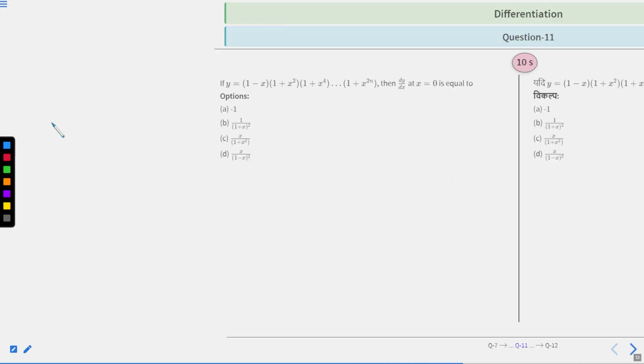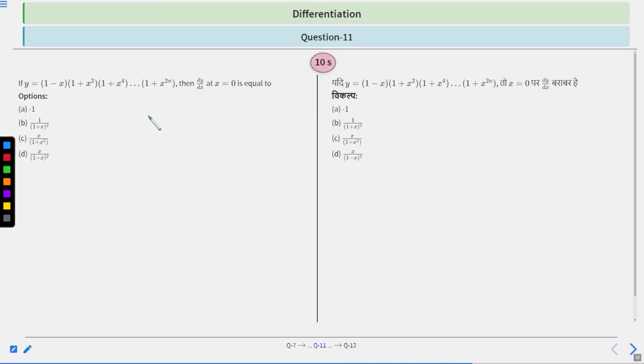Okay, let's move to the next question. Question number 11, which says y is equal to 1 minus x into 1 plus x square into 1 plus x to the power 4, till 1 plus x to the power 2n. Then dy by dx at x equal to 0 is equal to. So the hint of this question is, if you want to apply the product rule, it will be very complicated, right? Because this expression is a multiplication of n different functions, which are 1 minus x, 1 plus x square, 1 plus x to the power 4. So we have only one option, that is we have to simplify this equation.